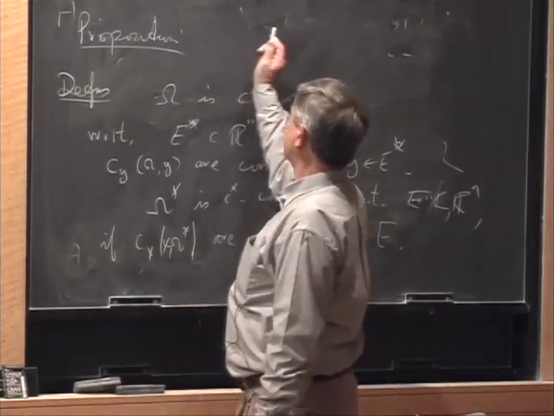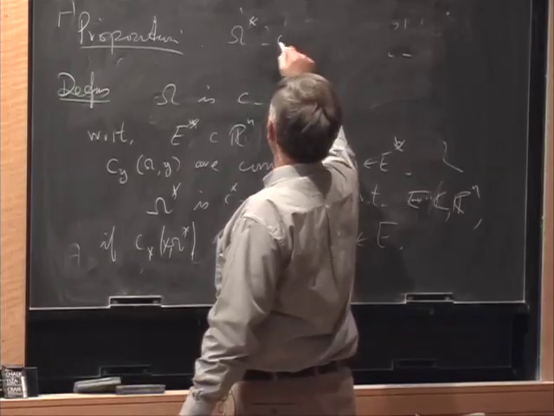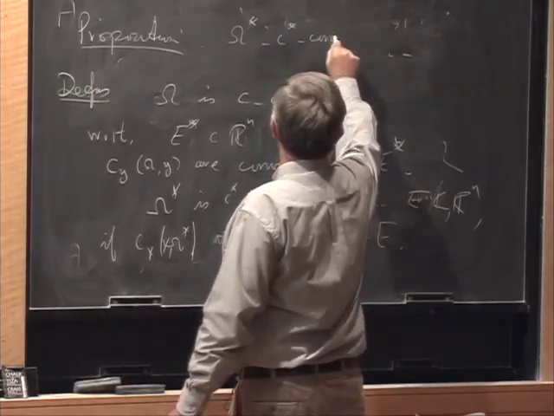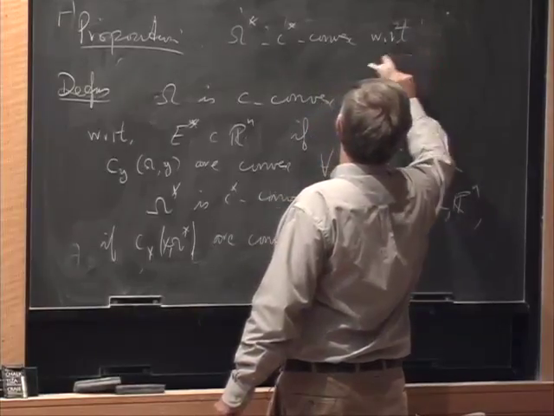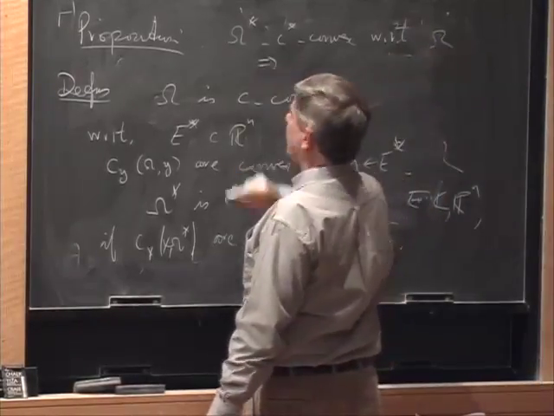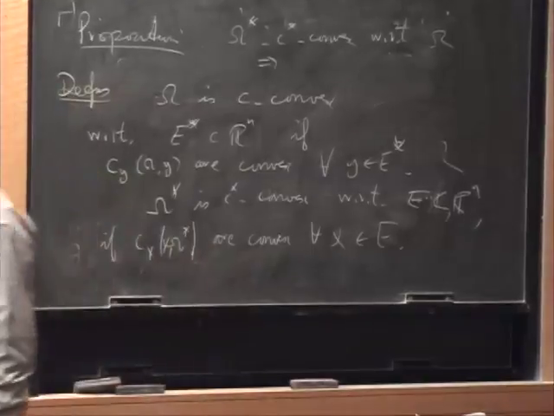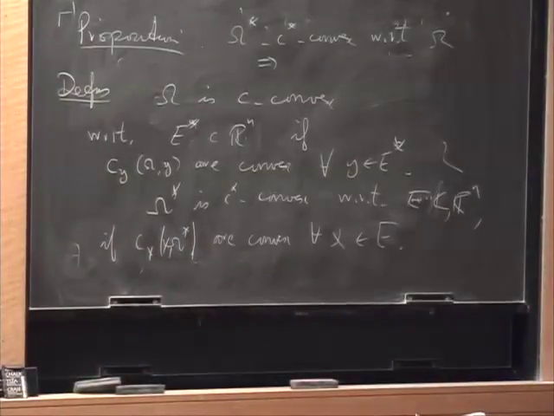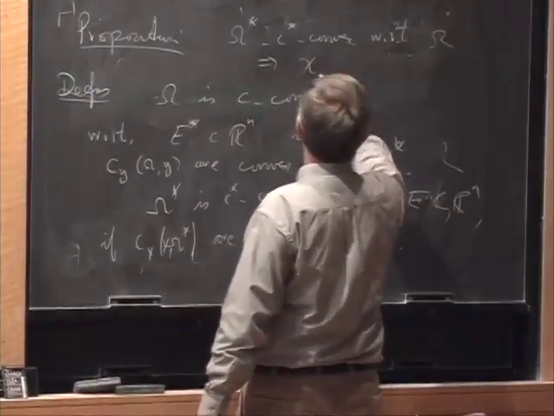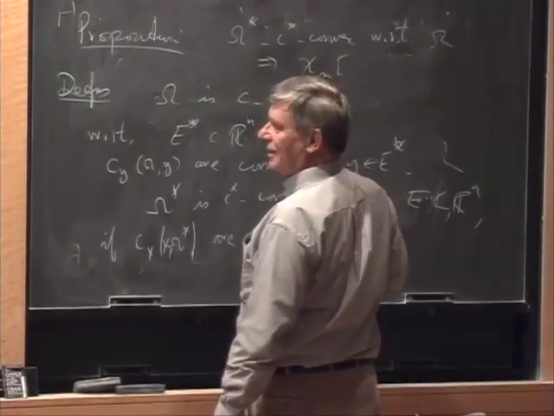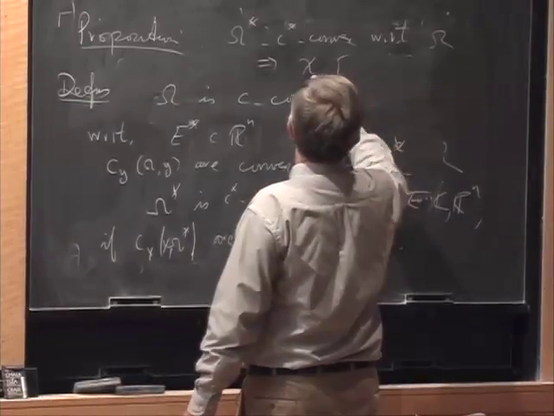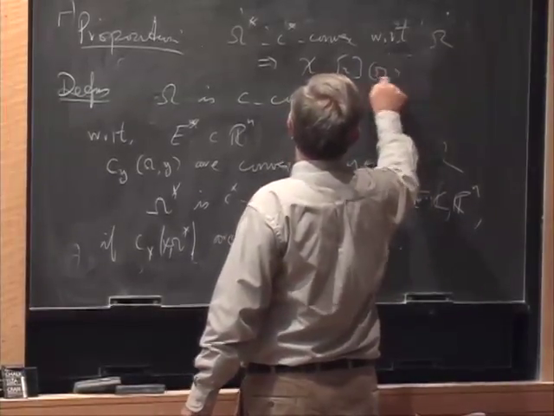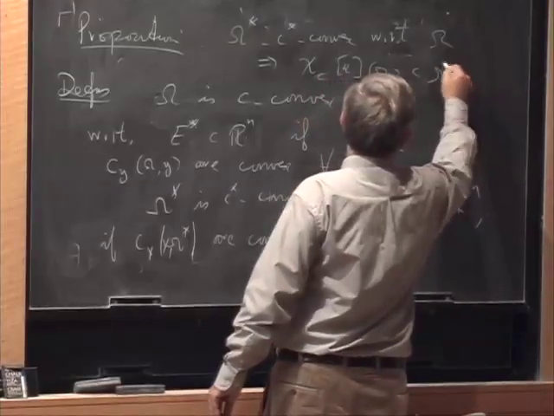The proposition is that omega star C star convex with respect to omega implies this result: chi sub c of u of omega is contained in omega star bar.